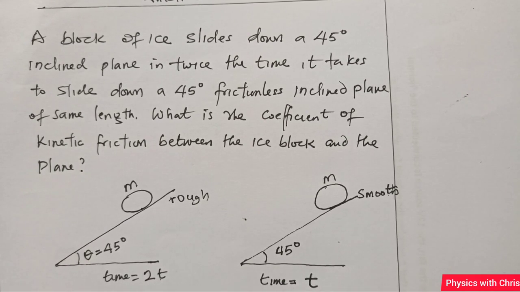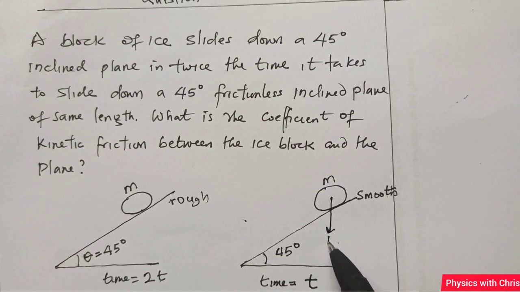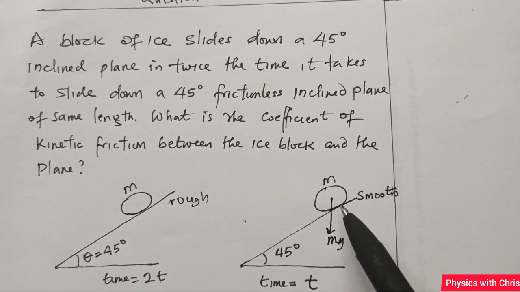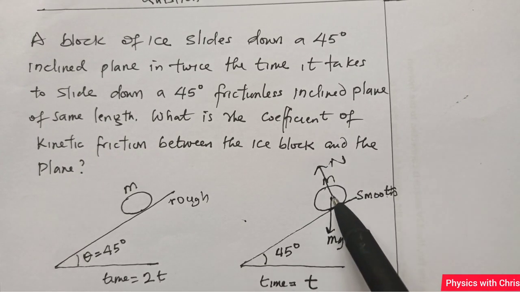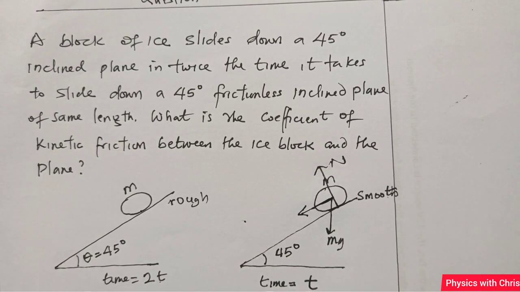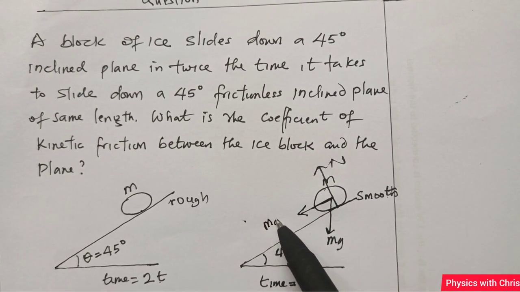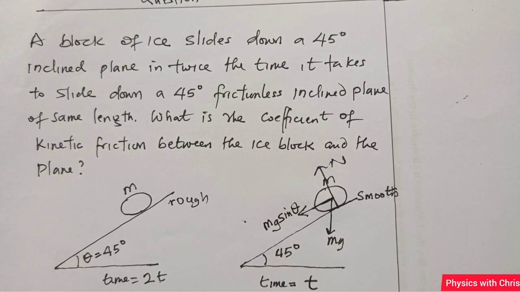Okay, let's draw the free body diagram for these two different planes. Here we have the weight of the block, that is mg, acting vertically downwards, and we have the normal reaction, the normal force N, and then we have the component of the weight. Of course, you know this from my previous videos. There's always a component of the weight that acts down the plane, parallel to the plane. We'll call that mg sine theta.